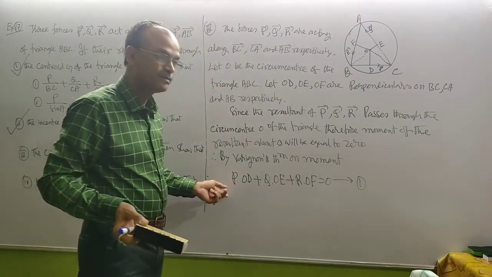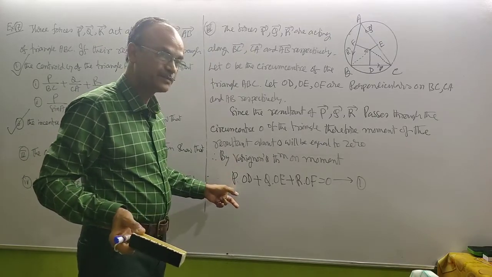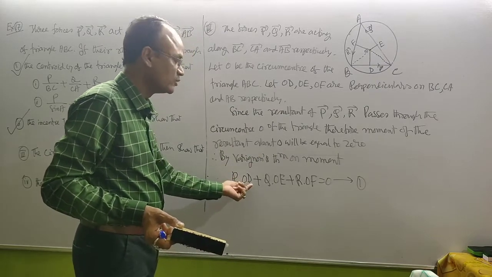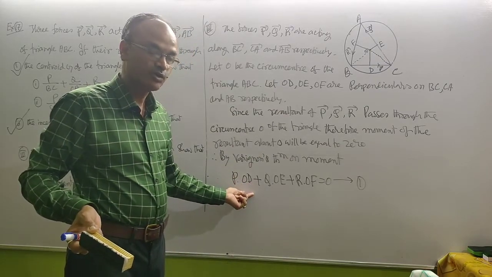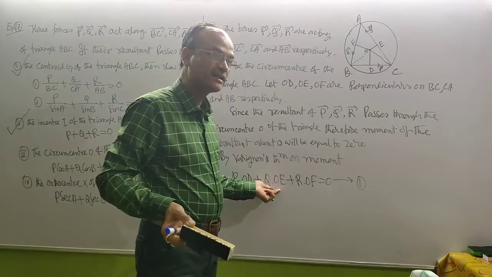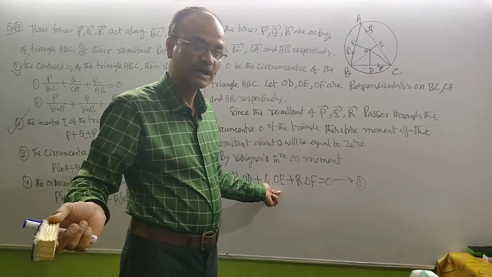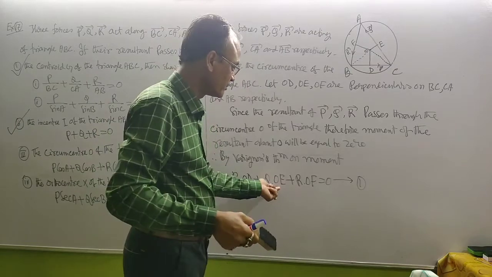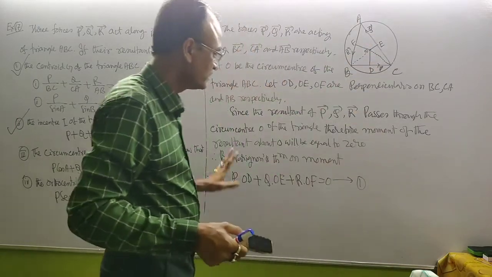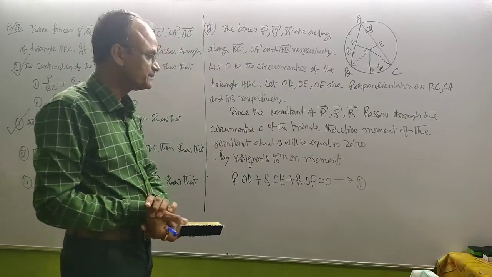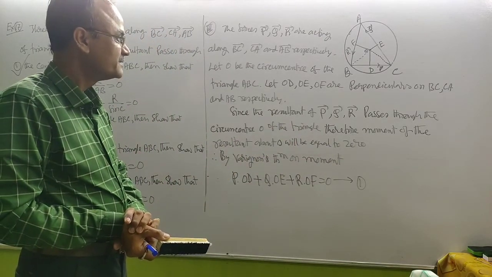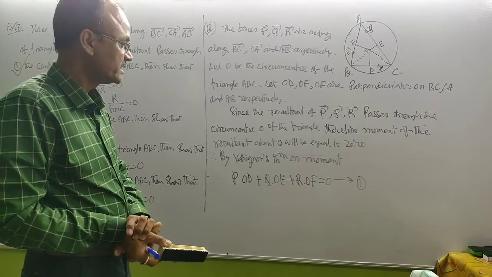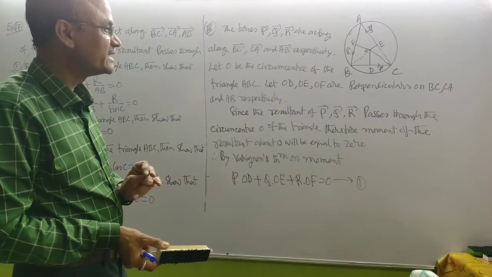the moment of the force P about the point O is the magnitude of the force P into the perpendicular distance from O on the line of action of the force P, and likewise for the force Q, plus this should be equal to 0. Now OD we have to find. What is OD? In terms of angle A, we have to find this one.